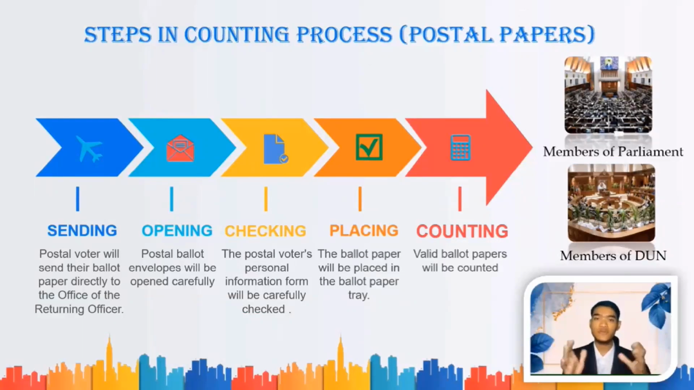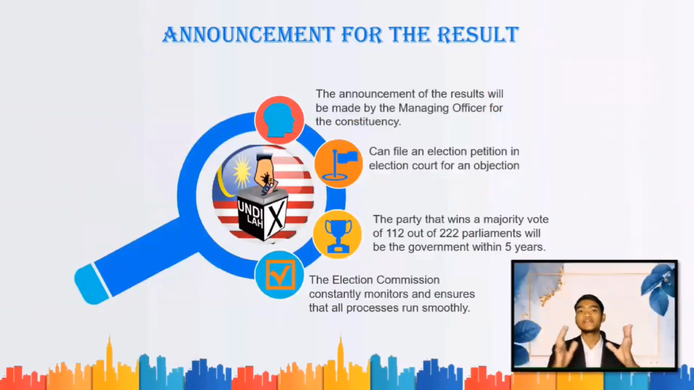Last step in this process is valid ballot papers will be counted carefully, and the winning candidate will be the member of parliament for the general election or assemblyman. Okay, after everything is done, it is thrilling time for the people to find out who will govern the country within 5 years. The announcement of the results will be made by the managing officer for the constituency, and at the same time declare the candidate who gets the majority of votes. The decision is final and cannot be challenged by any party. In fact, it becomes an offense when someone objects to the decision without following the right channel.